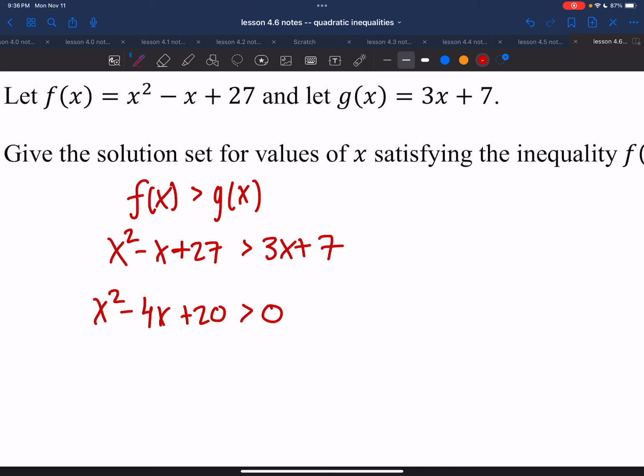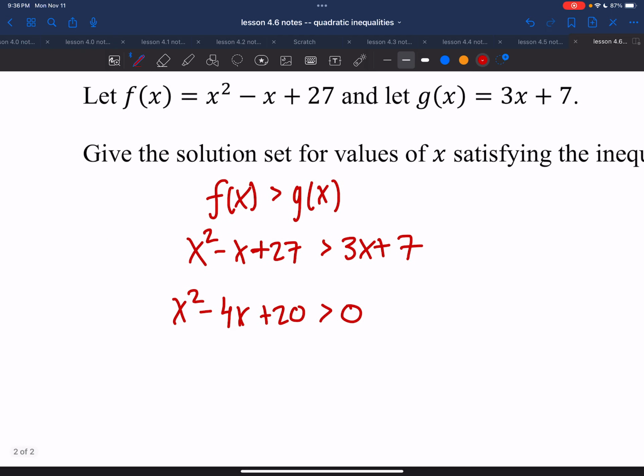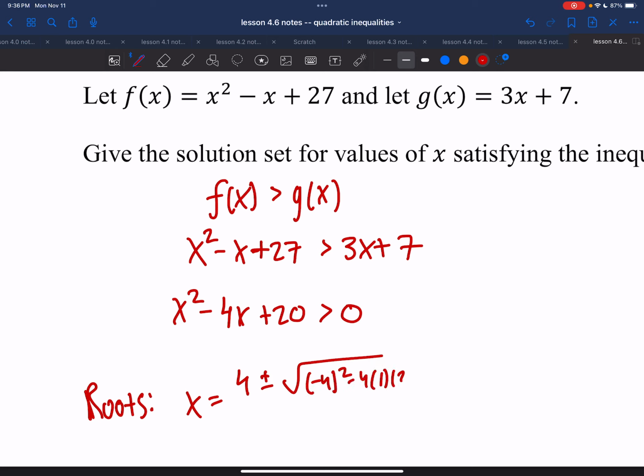Now, sadly, this is, I don't think, factorable, because 20 and negative 4, you could do 10 and 2, doesn't work. 5 and 4, doesn't work. 20 and 1, doesn't work, right? So it's not factorable, which means you use the quadratic formula. So the roots are x equals negative b plus or minus the square root of b squared minus 4ac all over 2a.